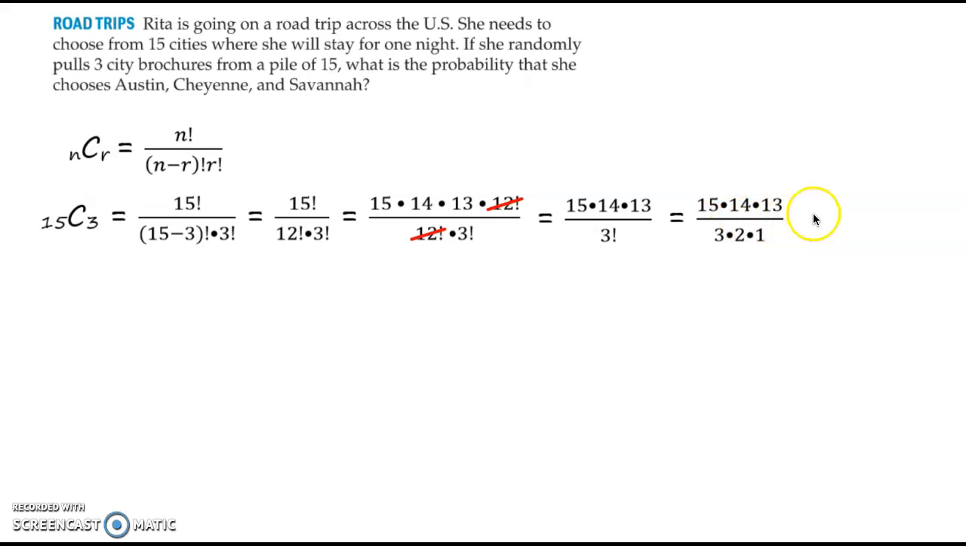which is really 15 times 14 times 13 over 3 times 2 times 1, which if I go ahead and multiply those out, is 2,730, divided by 6, or 455 different combinations. Now, since this is one of the times that could happen, since the order doesn't really matter, that would be 1 out of 455. Thank you.